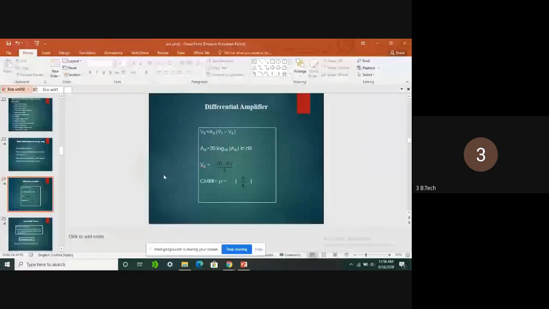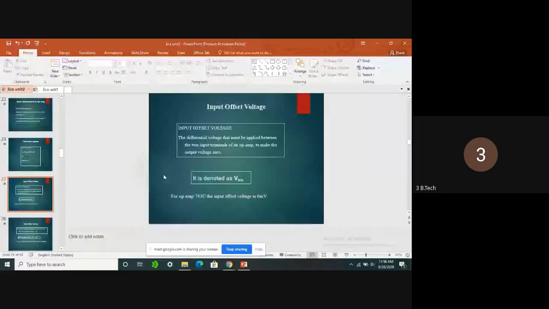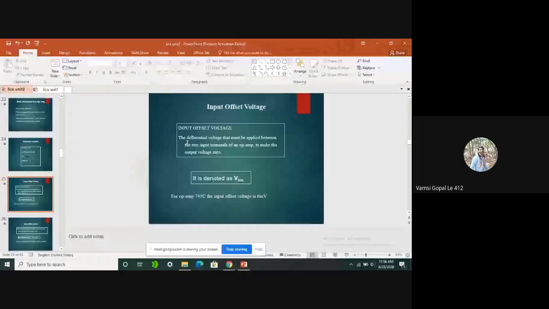And offset voltage. So this characteristic is offset voltage. Can you see? Can anyone read out what is offset voltage? The differential voltage that must be applied between the two input terminals of an op amp to make the output voltage 0. Output voltage is 0. Okay.